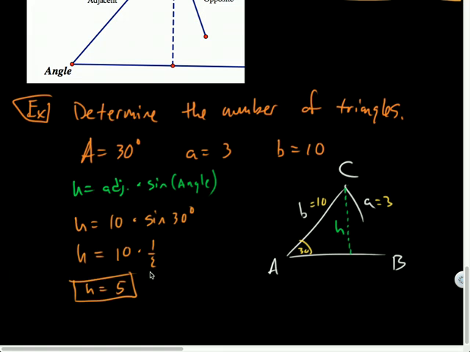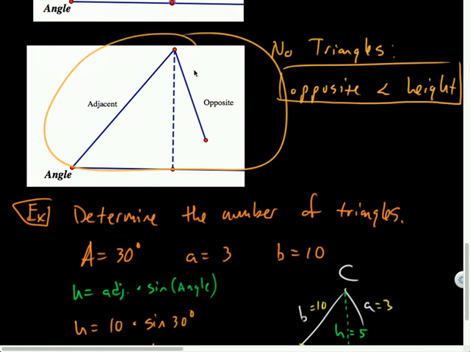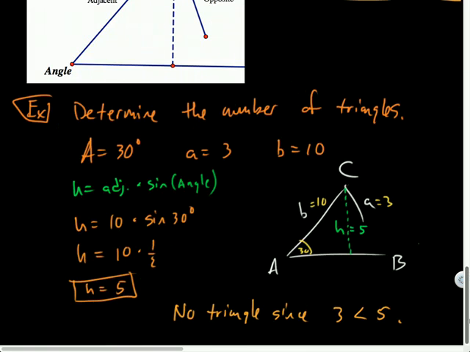So, looking at this, what situation do you think we're in? I just found out that h is equal to 5. There's no triangle, and why? Since 3 is less than 5. My opposite is shorter than the height, and it's one of these situations right here. So that's how you would do that analysis. All right, so that's not that bad.